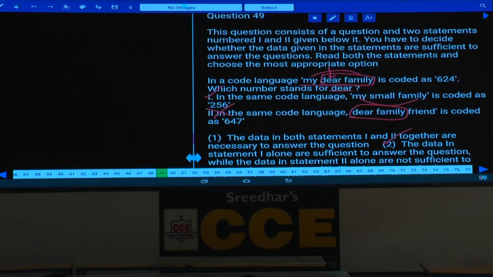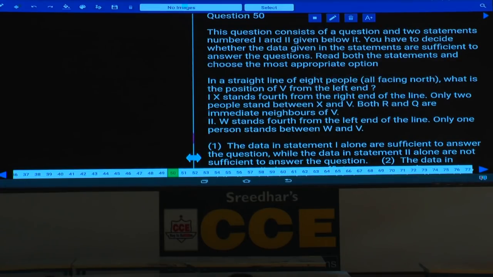Then coming to question number 50. Now in this one, in a straight line of 8 people, what is the position of V from the left hand? Question number 46 and question number 50 seems to be the same. 1, 2, 3, 4, 5, 6, 7, 8 persons facing towards north. And what is the position of V from the left hand?